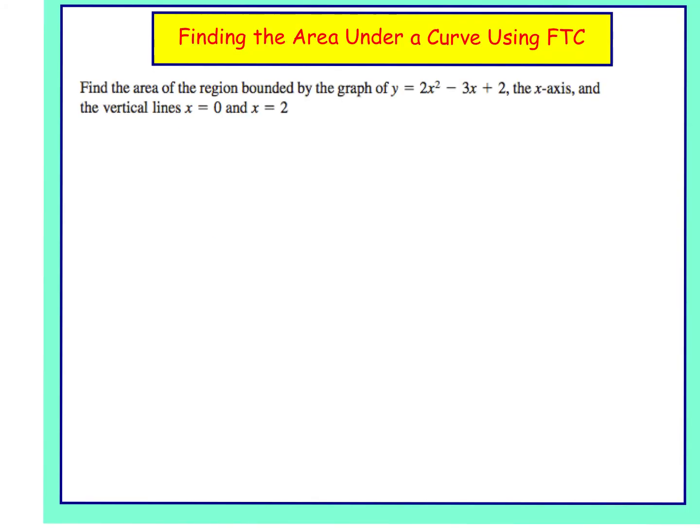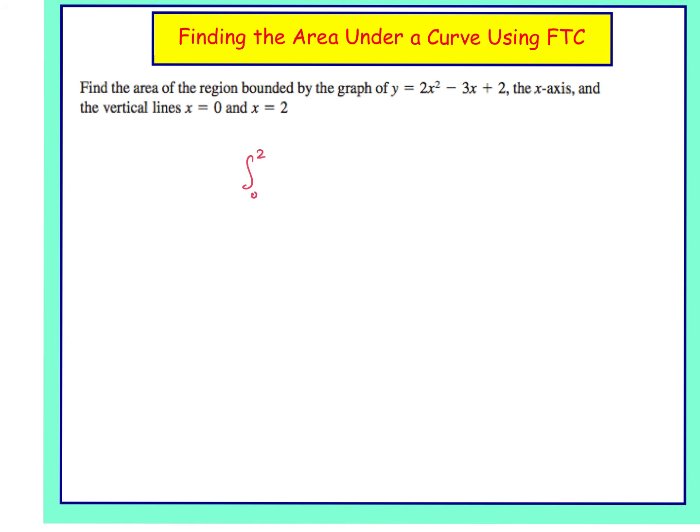Let's do another one. All right, Chulin's going to read this one. Find the area of the region bounded by the graph of y equals 2x squared minus 3x plus 2, the x-axis, and the vertical lines x equals 0 and x equals 2. All right, fantastic. So if I need to find the area bounded by something, what do I need? It says area under curve. What is it? That's an integral. So we're going to take an integral. And what are my limits on this integral? 0 to 2. That's how it's read.